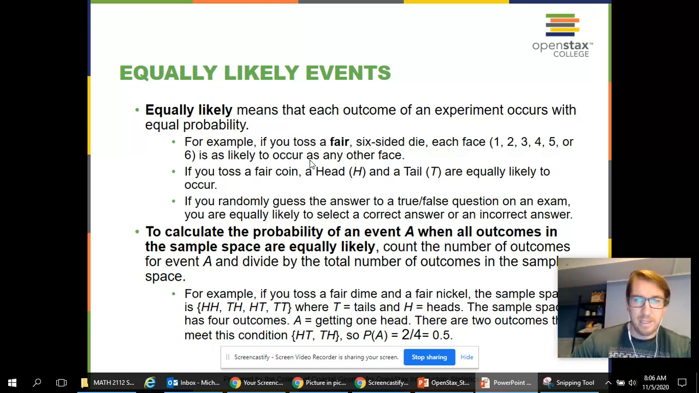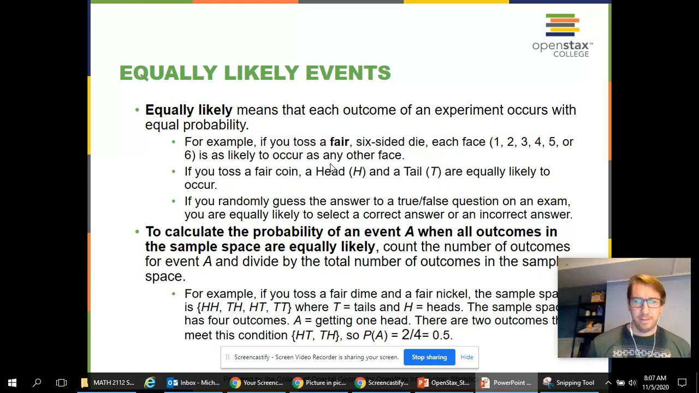To calculate the probability of an event A when all the outcomes in the sample space are equally likely, here's how we calculate our first probability. You count the number of outcomes for event A, so we count all the ways we can have success, and divide by the total number of outcomes in the sample space. For example, if we toss a fair dime and a fair nickel, the sample space is 4. There are 4 different ways to do it. It could go heads, heads; tails, heads; heads, tails; tails, tails.